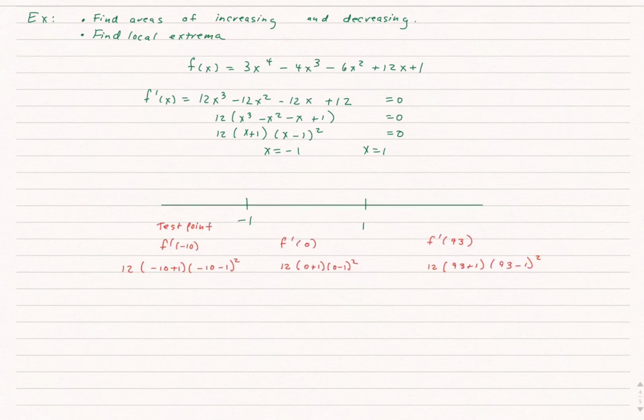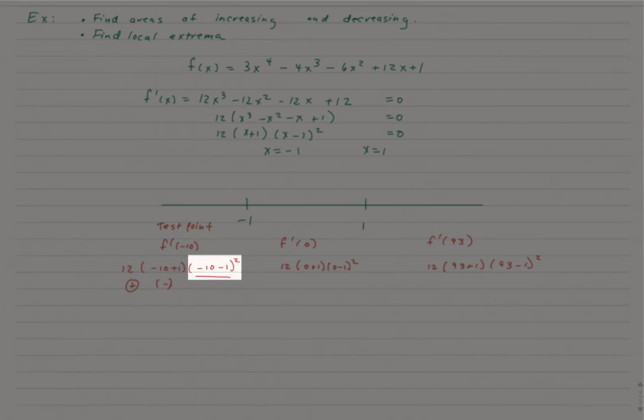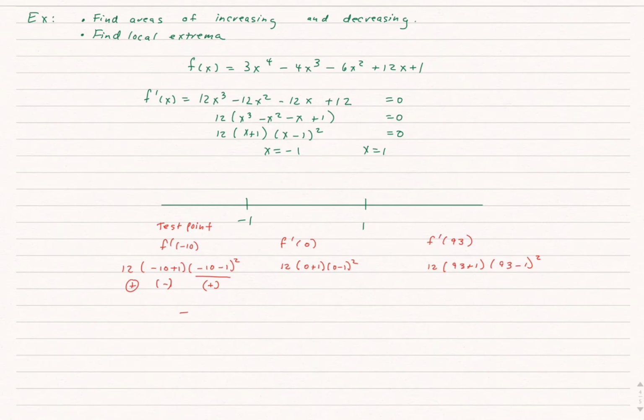I'm going to do three test points, -10, 0, and 3. For my first test point of -10, I have a positive 12 times a -9, and it doesn't matter what goes on in the parentheses here because when I square it, I'm always going to end up with a positive number. Therefore, I know I've got a decreasing function from negative infinity to negative 1.